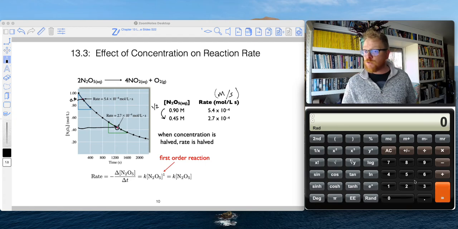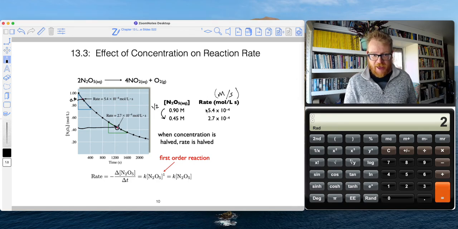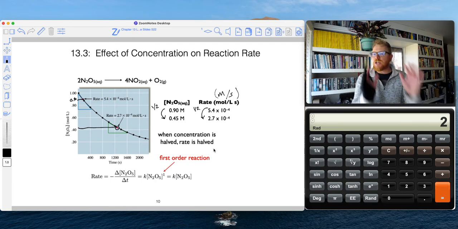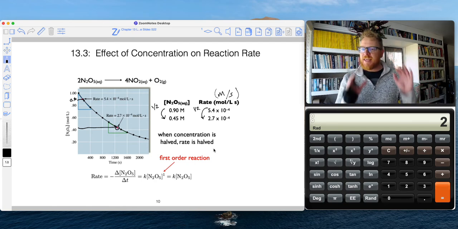Well, what happened to those rates, okay? Well, that's 5.4 times 10 to the minus 4, and I could divide that by 2.7 times 10 to the minus 4, and it's also 2, okay? And you might have been able to see that in your head, right? So what's important to note here, when the concentration is halved, the rate is halved. And this is just for this specific example, right? Each reaction will have a different trend.